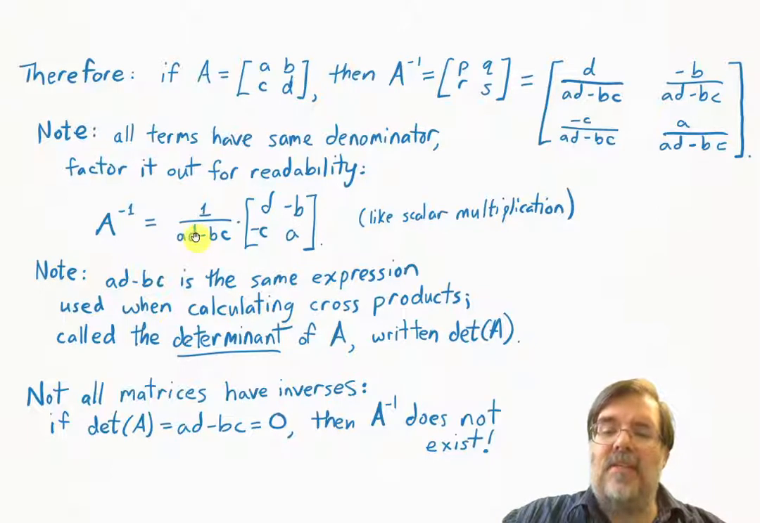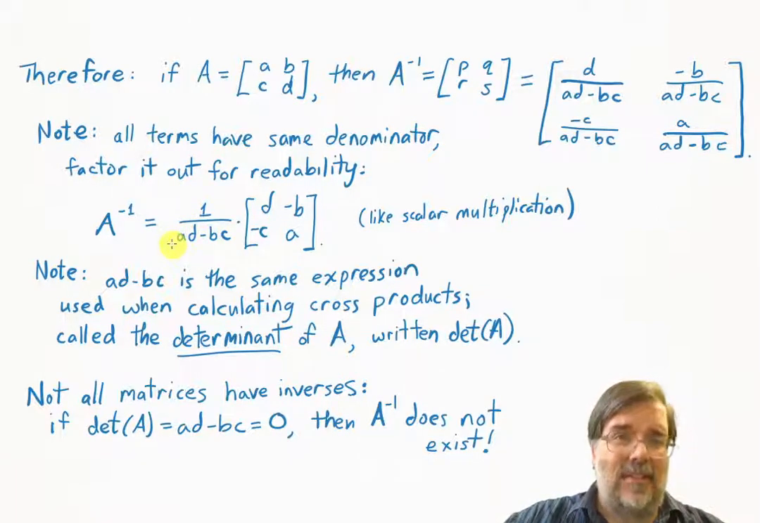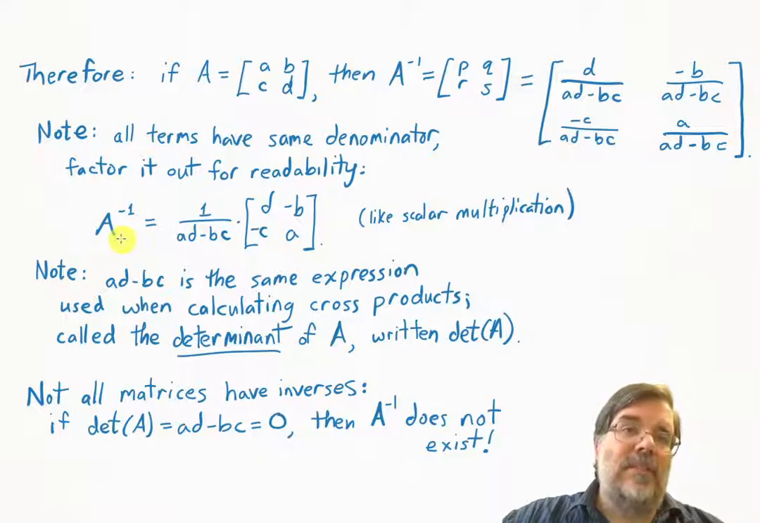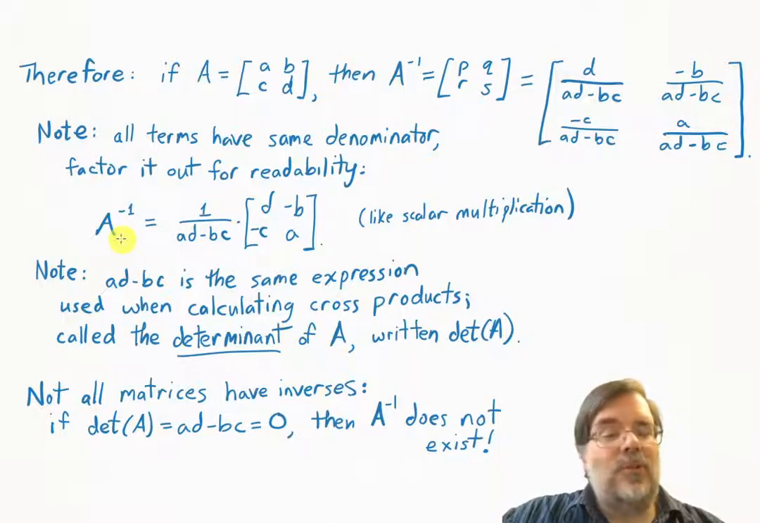If A times D minus B times C, if that determinant is equal to 0, then you're dividing by 0, and you know you can't do that. It causes mathematics to become inconsistent if that were allowed. So if the determinant of a matrix is 0, then there is no inverse. There is no A inverse. Not all matrices have inverses. And that's maybe not too unexpected.